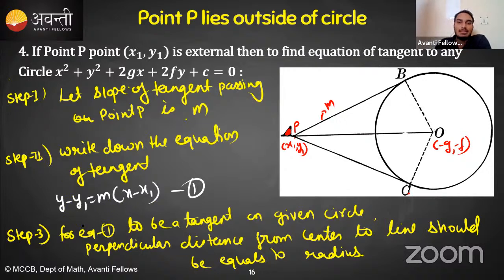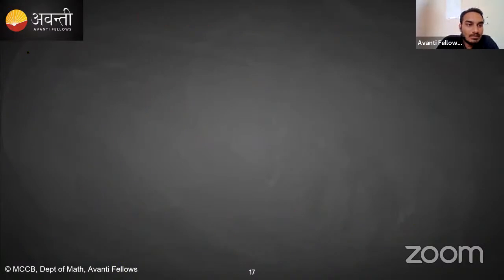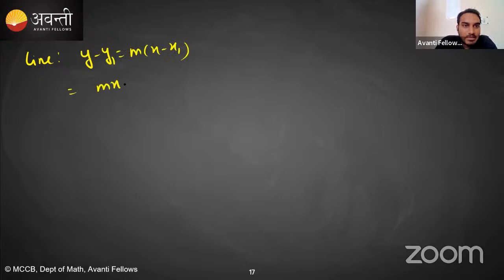Now, ये तो कोई सी भी line हो सकती है ना. So what should be the condition for this line to be the tangent? Simply, the perpendicular distance from the center on this line should be equal to the radius. Yes or no? That's all. So line क्या है? Line is y minus y1 is equal to slope times x minus x1. So it is nothing but mx minus y plus y1 minus mx1 is equal to 0.